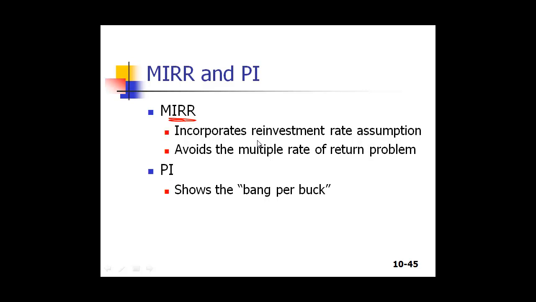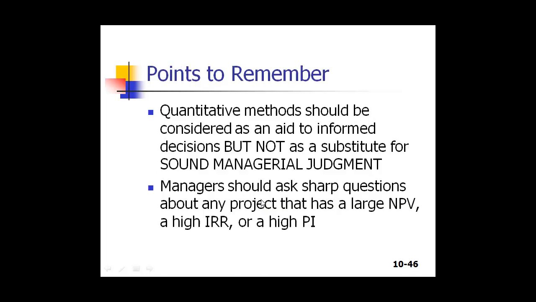It incorporates the reinvestment rate assumption. What does this statement mean? That the profitability index shows us the bang per buck, or bang for the buck? Yeah, for a $1 investment, it tells us how much we are getting back. So more bang, the better.